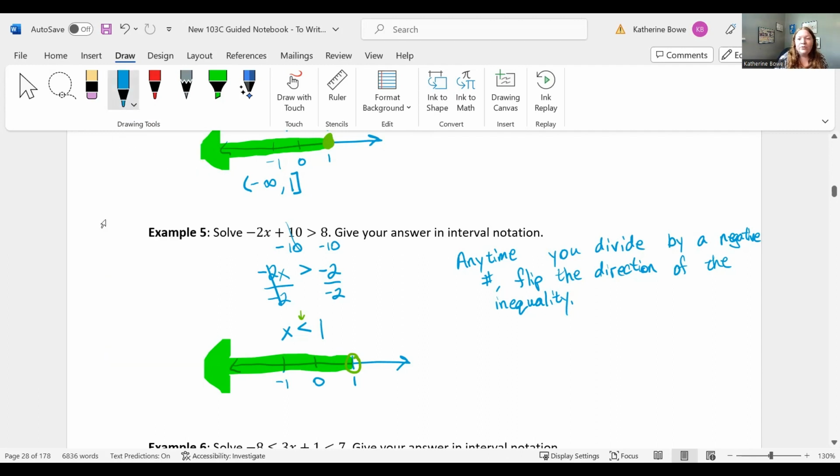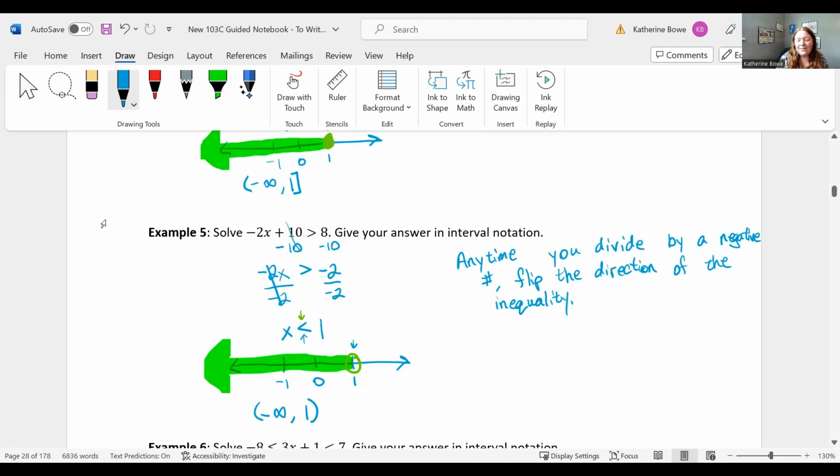Lastly, I need to get my interval notation. So I write my starting value, which is going to be my leftmost value on my number line. In this case, it goes all the way down forever. So that's -infinity, and it goes up to 1. Then I have to decide whether to include or exclude, whether to use parentheses or brackets. We always exclude or use parentheses on infinity and -infinity. And then since this is less than and not less than or equal to, and since this is an open circle, I'm going to use a parentheses there and not a bracket.